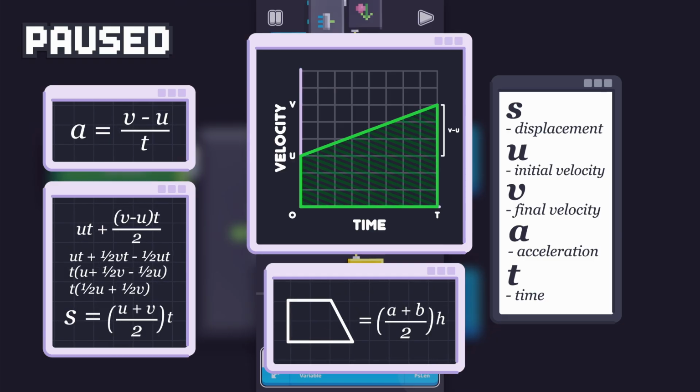Now, remember that we're looking for a y position, which in this case would be the displacement s. However, we have no idea what the final velocity is. Therefore, we need to eliminate it from our equation. But how?